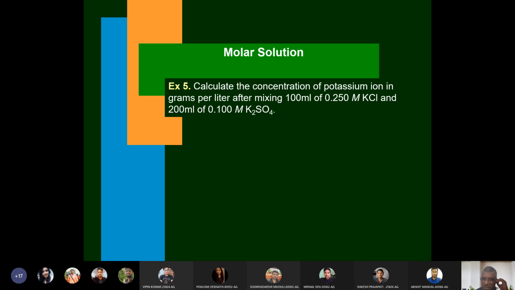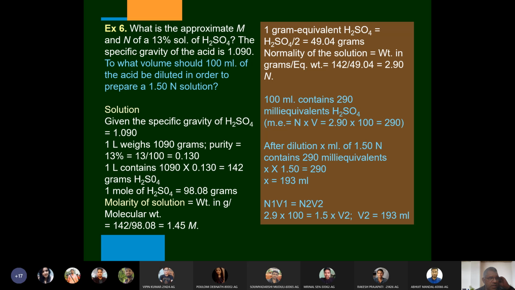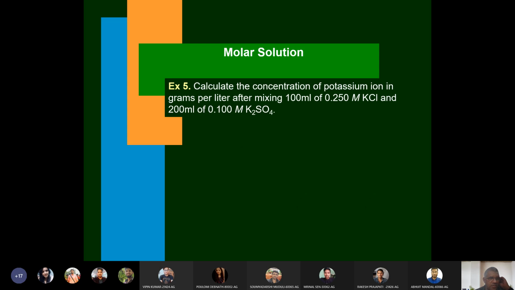So now I will show you the answer of this numerical. Calculate the concentration of potassium ion in grams per liter after mixing 100 ml of 0.250 molar KCl and 200 ml of 0.10 molar potassium sulfate. No, I'm not showing you. You can do it. You can try it yourself. If you fail, I will tell you in the next practical class. So you do it yourself.